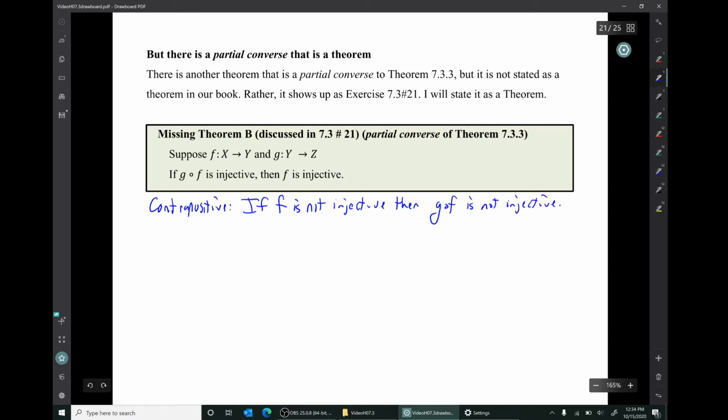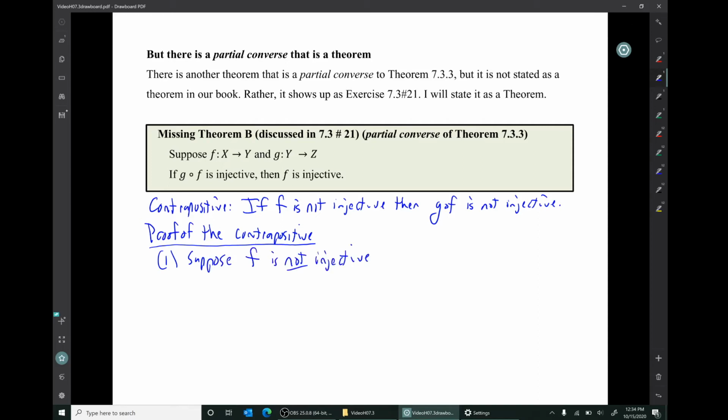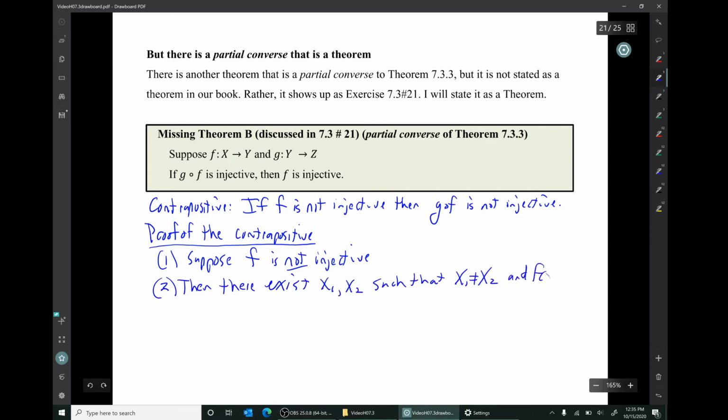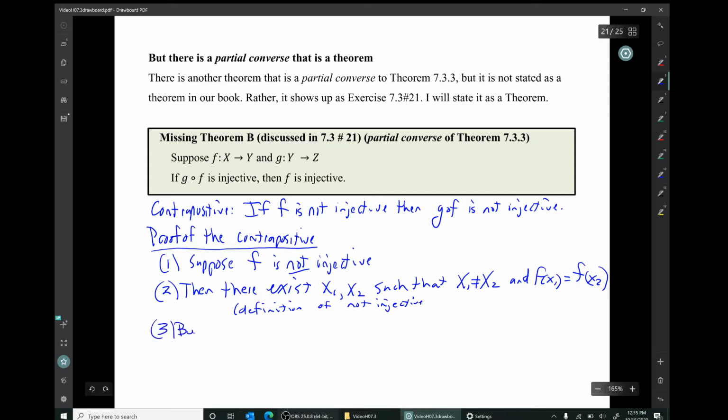So the contrapositive says if f is not injective, then g composed with f is not injective. So let's prove the contrapositive. So we suppose that f is not injective. That means that there exist two inputs that are different that produce the same output. That's just the definition of being not injective. But that means this.